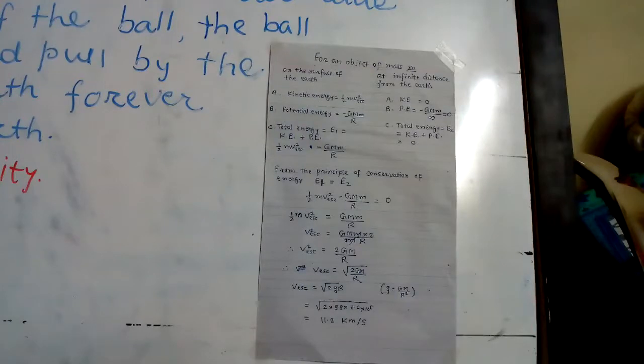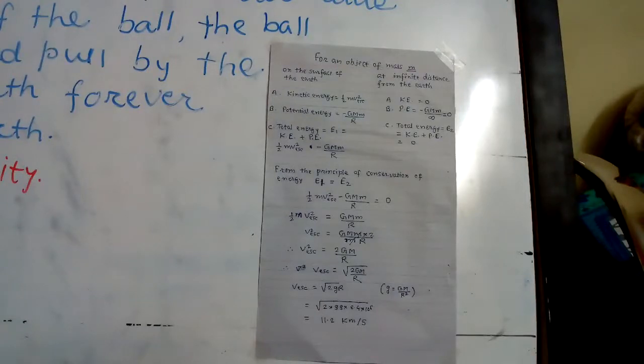For calculating the total energy, we consider the kinetic energy as well as the potential energy and the total of it. So for the object on the surface of the Earth, kinetic energy is equal to half mv square. That v is here v escape, that is escape velocity. Potential energy, that we have calculated just now, is minus GMm upon R. And total energy E1 is equal to kinetic energy KE plus potential energy PE, so half m v escape square minus GMm upon R.